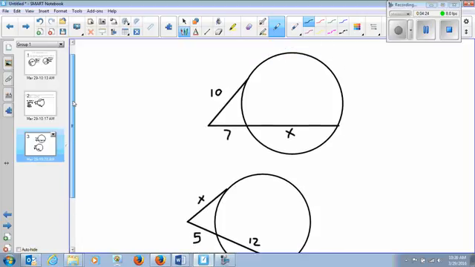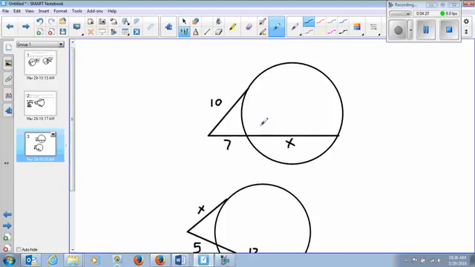Now these are a little tricky, but they do like to ask these questions. So again, these are secant or tangent lines. This happens to be a tangent line, and this is a secant line. So we'll just think about this as being maybe line A, and this as being line B. So what we want to do here is we take the whole thing, which is going to be x plus 7 times the part that's outside, 7, equals the other whole segment.